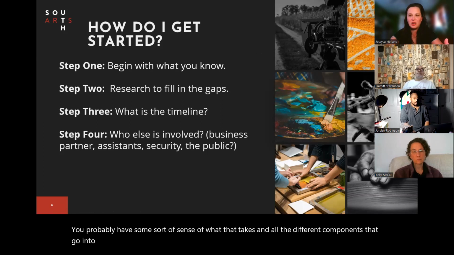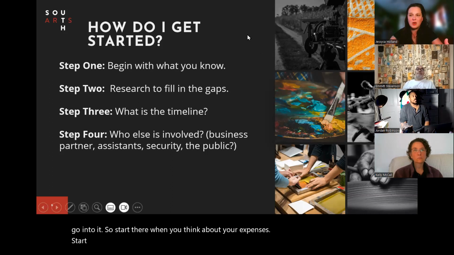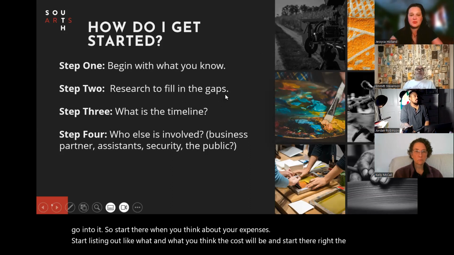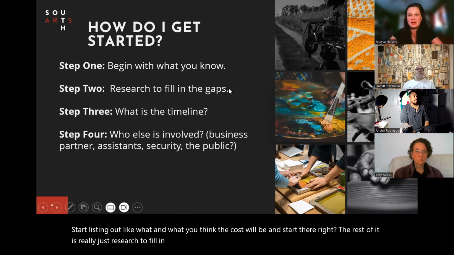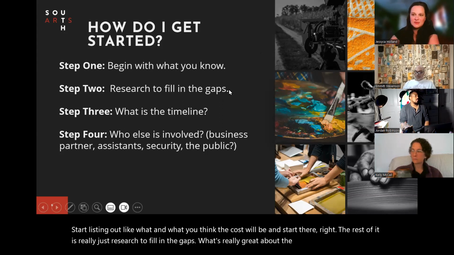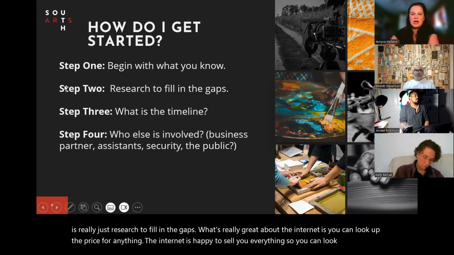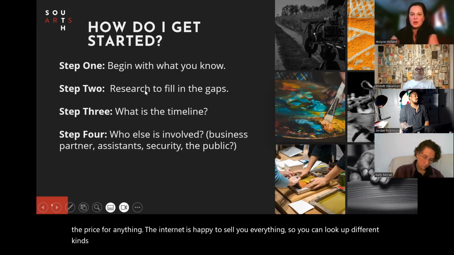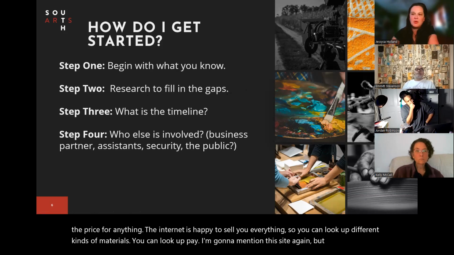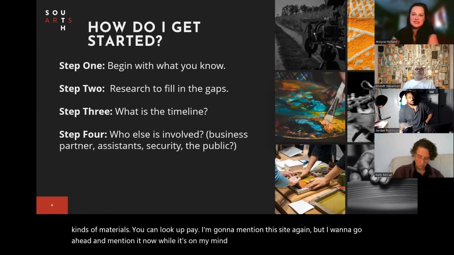So start there when you think about your expenses. Start listing out what you know and what you think the cost will be, and start there, right? The rest of it is really just research to fill in the gaps. What's really great about the internet is you can look up the price for anything. The internet is happy to sell you everything. So you can look up different kinds of materials. You can look up pay. I'm going to mention this site again, but I want to go ahead and mention it now while it's on my mind, and that's the Bureau of Labor Statistics.